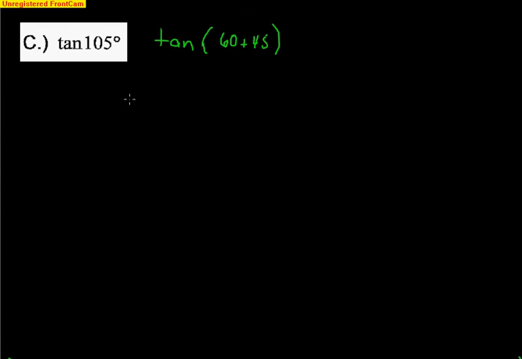So the formula for tangent is tangent of the first plus tangent of the second, 45 degrees. And then on the bottom, it's actually 1 minus, it was a plus sign, so we're going to use a minus sign, tangent of 60 degrees times tangent of 45 degrees.